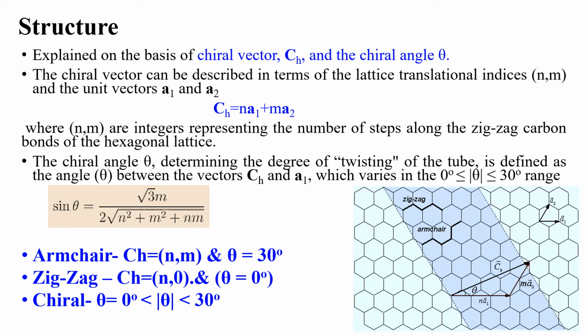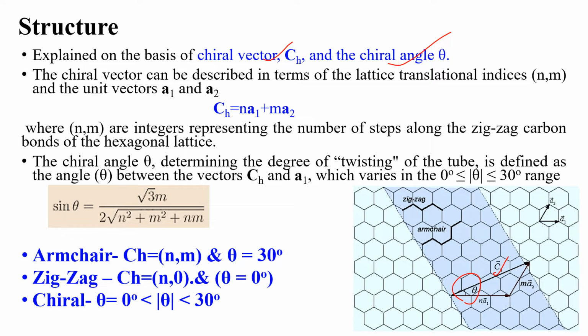Structure. Structure of a carbon nanotube can be explained on the basis of two quantities, chiral vector and chiral angle. Chiral vector is defined in terms of lattice indices and unit vectors. Ch = na1 + ma2, where n and m are integers representing the number of steps along zigzag carbon bonds. Chiral angle is the measure of twist of the carbon nanotube. It is given by sin θ = √3m / (2√(n² + m² + nm)).